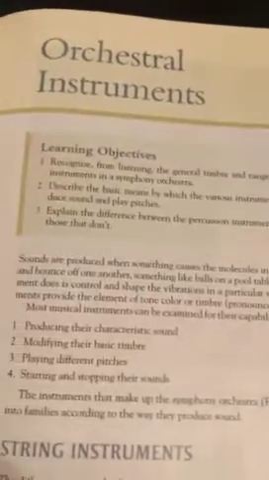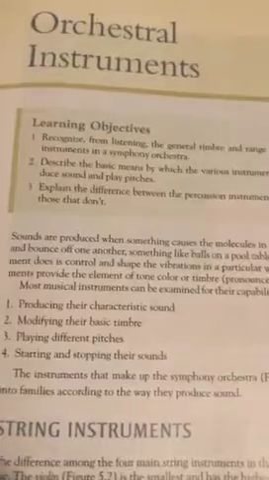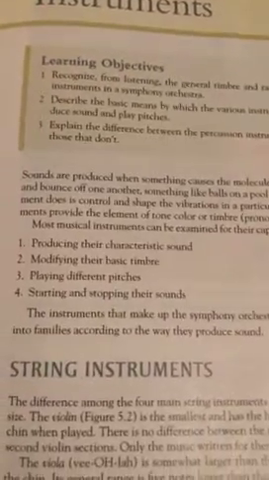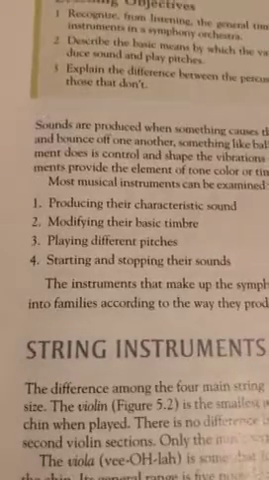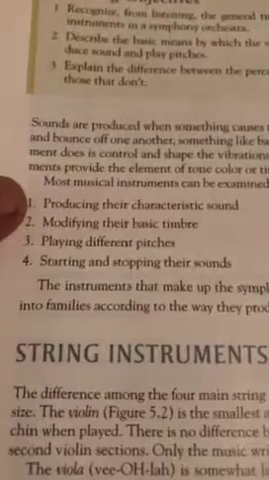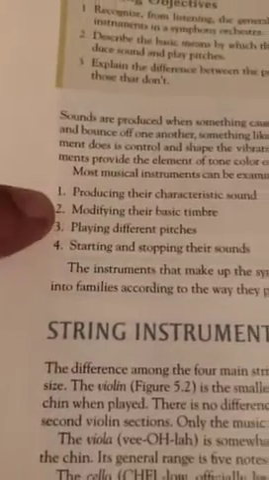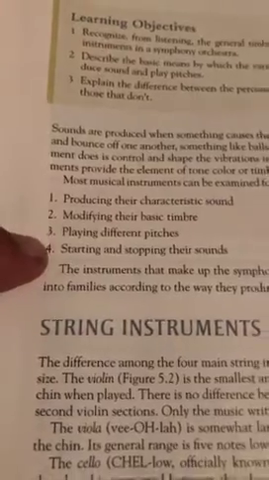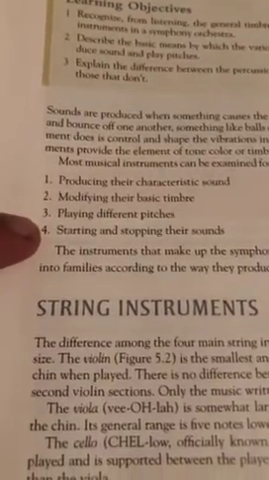Chapter 5, Orchestral Instruments. In Chapter 6, we're going to grab the keyboard instruments out of that. So these chapters are organized like this. It goes through a family of instruments, and it says, well, how do they make their basic sound? How do they change the color of that sound? How do they play different notes? And how do they mechanically start and stop their sounds?